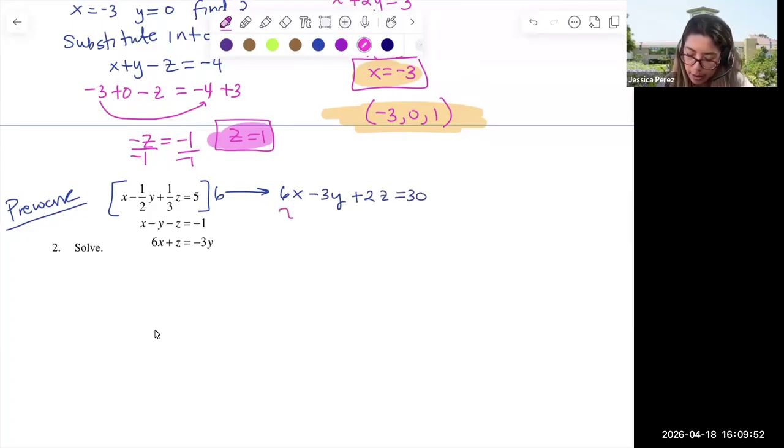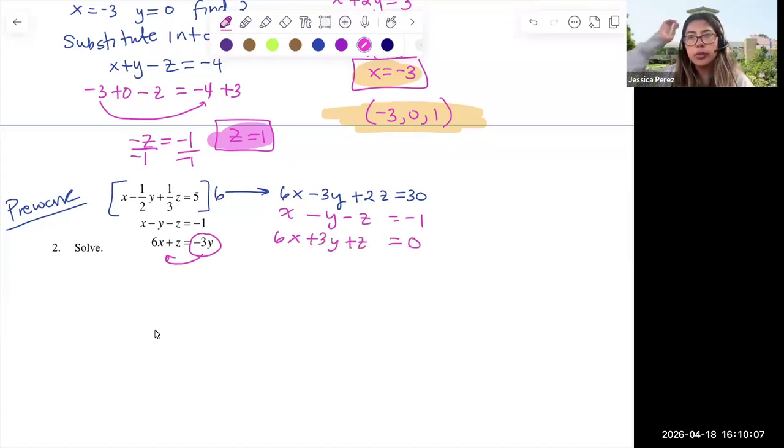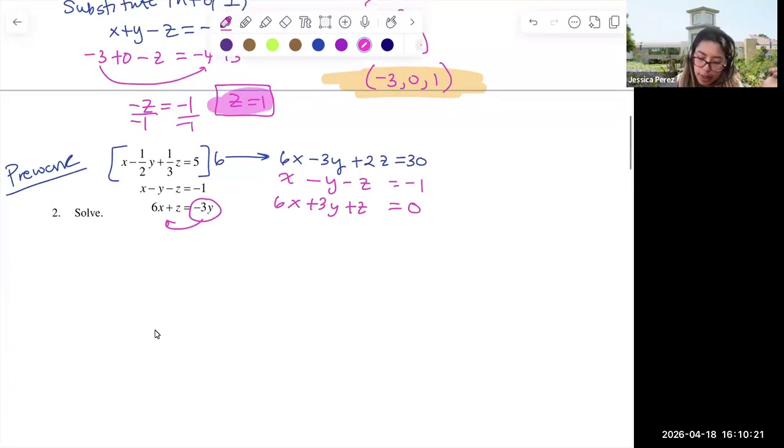And then everything else goes down: x minus y minus z equal negative 1. And then I have 6x, and see how this plus 3y, I have to move it over, plus 3y plus z equals 0. So I had to change the order and make sure that I line everything up accordingly. That's what I call my pre-work, the things I have to do before I actually attempt the system of equations. Then the next thing I do is label my equations, equation 1, equation 2, and equation 3.